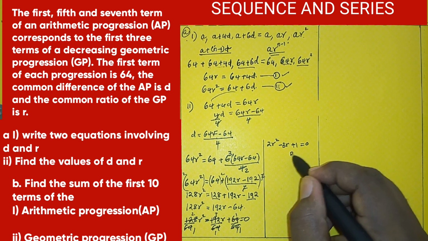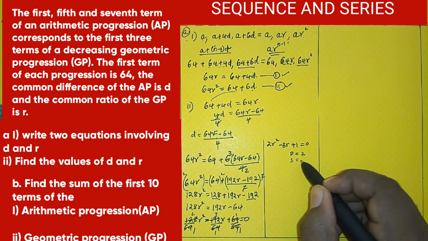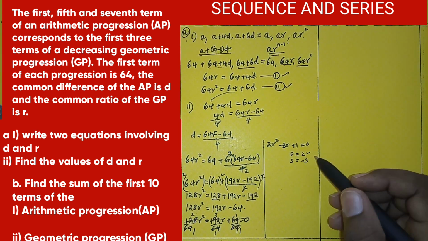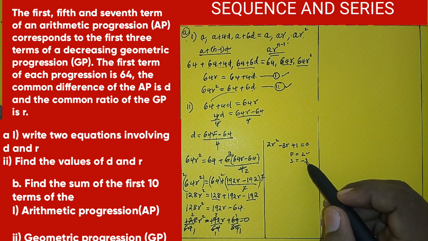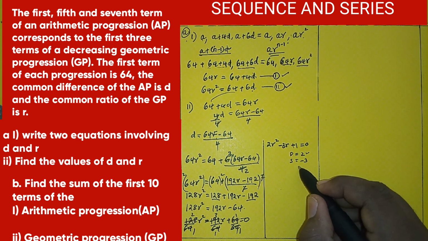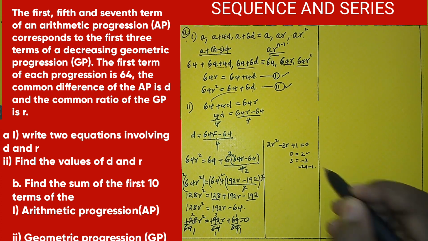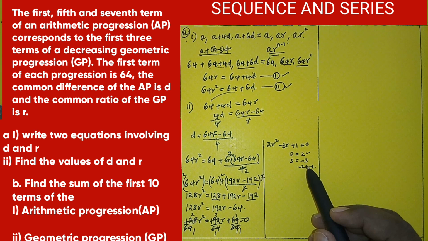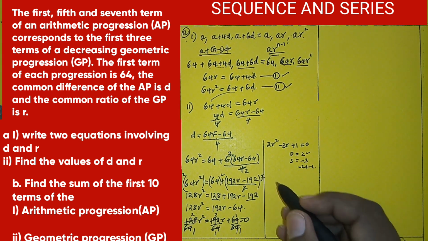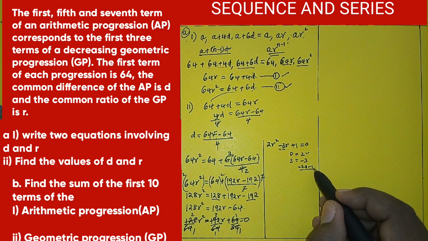So the product will be 2 times 1, which will be 2. The sum will be negative 3. So the two numbers that, when multiplied, give you 2, and when added, give you negative 3, are negative 2 and negative 1. Negative 2 times negative 1, we have positive 2. Negative 2 plus negative 1, we have negative 3. So we are going to replace the middle term using these two numbers.